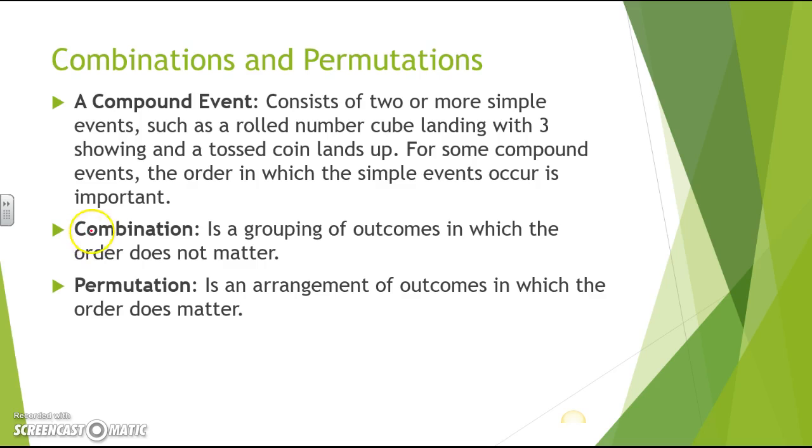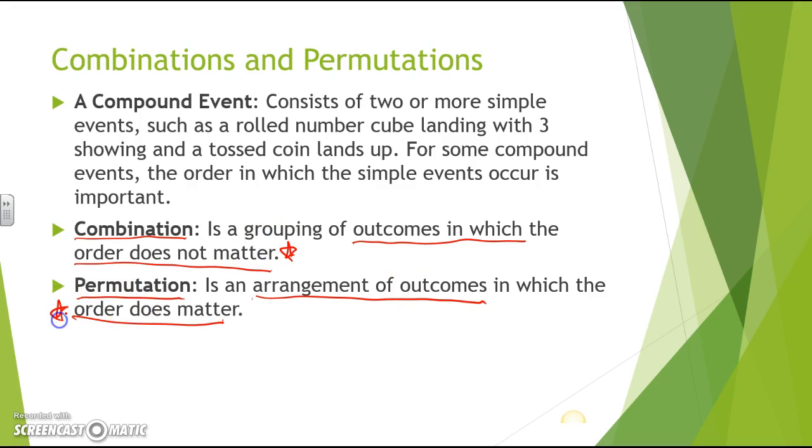Sometimes the order in which those events occur affects the answer. So what you have here is a combination, and that is a grouping of outcomes in which the order does not matter. There is a formula for combinations that I will show you in a little bit. There's also what's called a permutation, and that is an arrangement of outcomes in which the order does matter. We'll do an example of a permutation also. Combination, order does not matter. That's what you need to know. Permutation, order does matter.